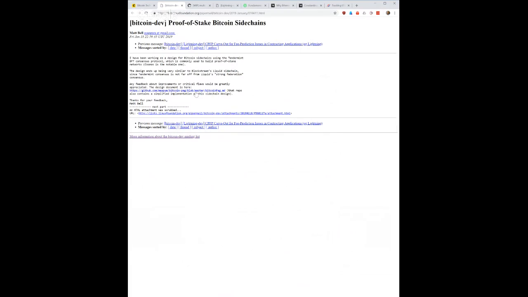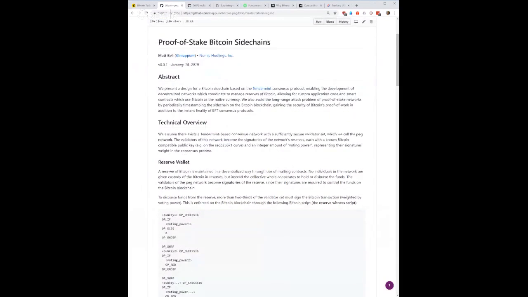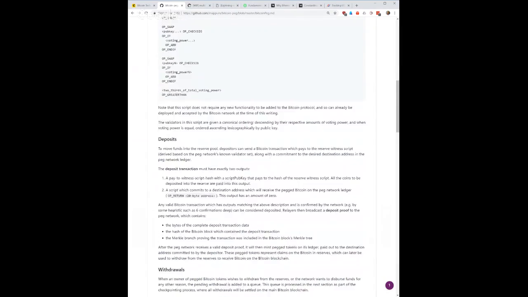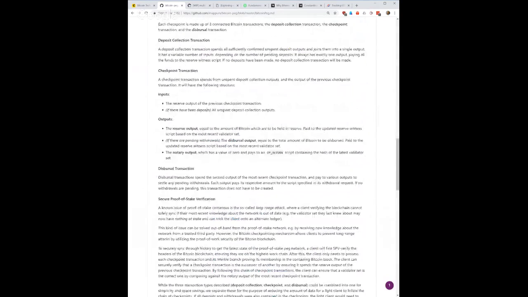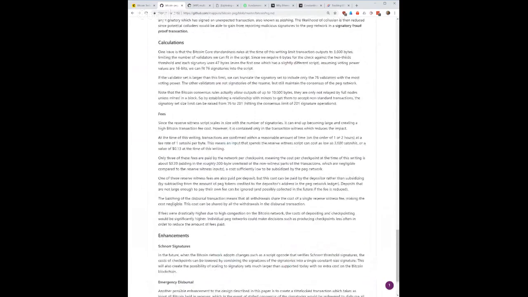There's a design document that we can take a look at, proof of stake Bitcoin sidechains. There's the actual opcode to go in and out and things like that. There's a whole bunch of interesting mechanisms to make it work. But I encourage you guys to take a look. It was on the Bitcoin Devs mailing list.